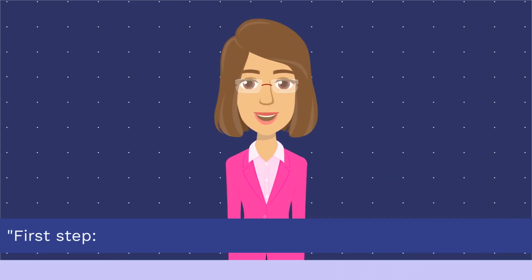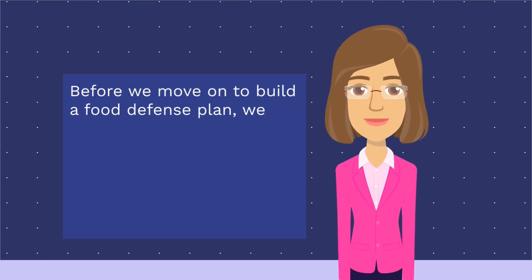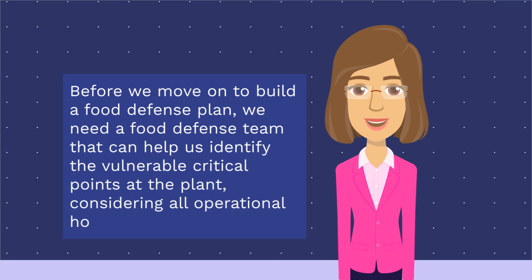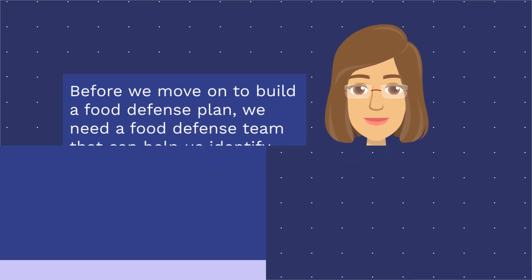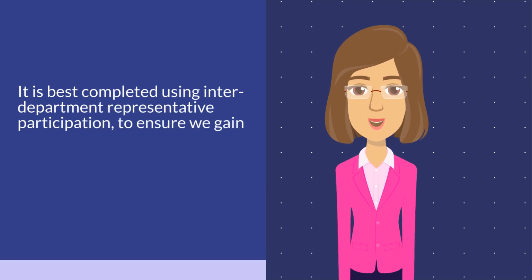First step, food defense team. Before we move on to build a food defense plan, we need a food defense team that can help us identify the vulnerable critical points at the plant, considering all operational hours and activities. It is best completed using interdepartment representative participation to ensure we gain employees' buy-in when implementing the food defense plan.